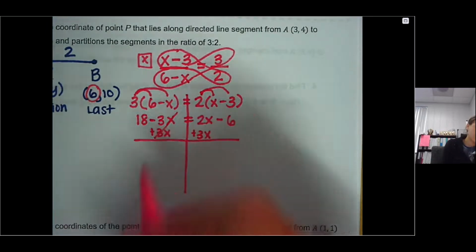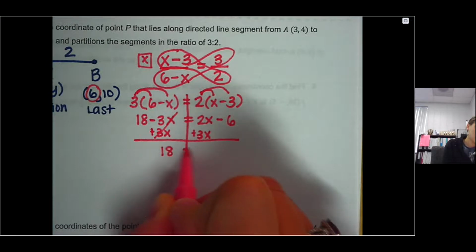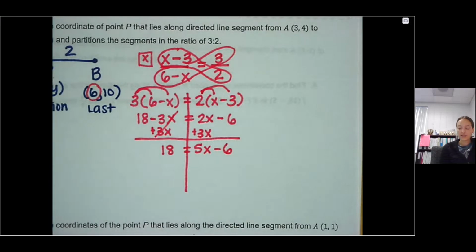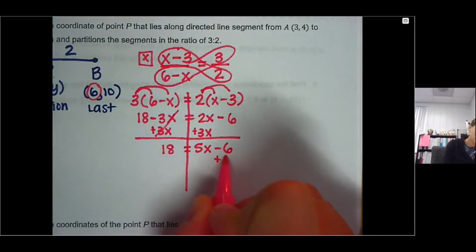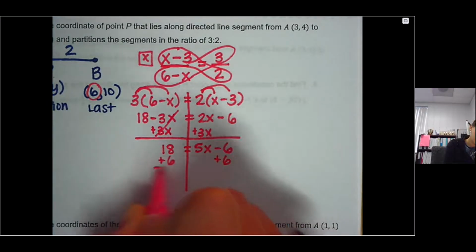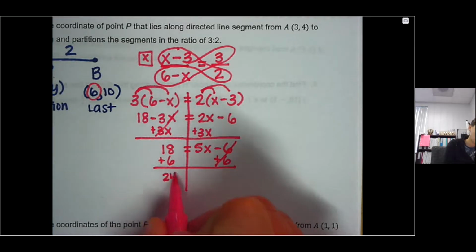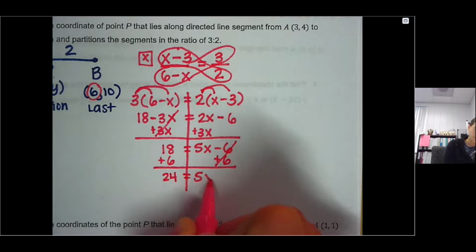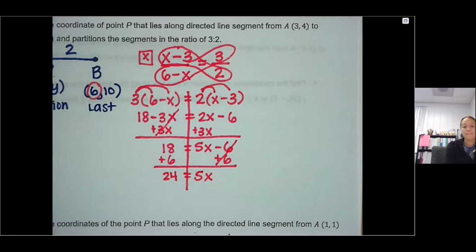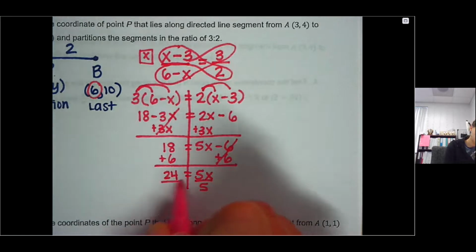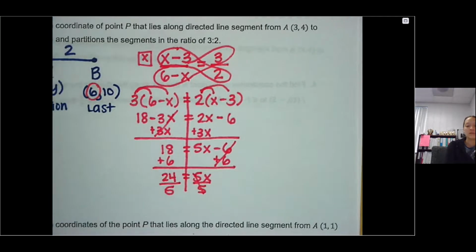Working from left to right, I've got 18 equals 5X minus 6. Great. What comes next? Add 6. I get 24 equals 5X. And then what's your final step? Divide by 5. And you're going to get a decimal, and that's okay because you're allowed to graph decimals.